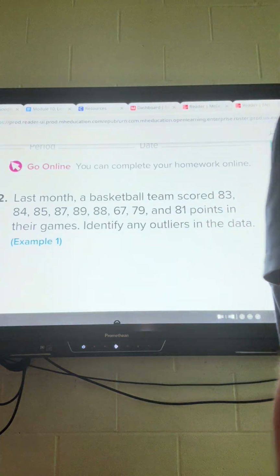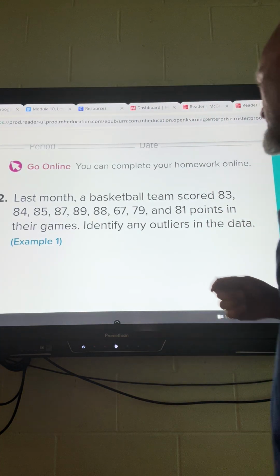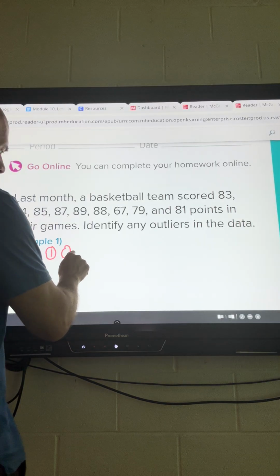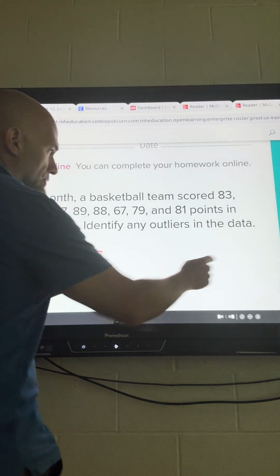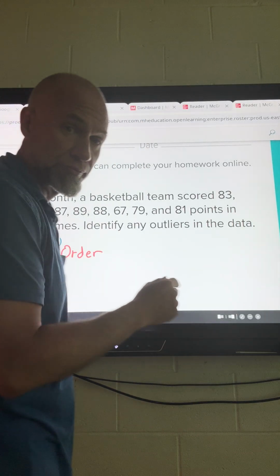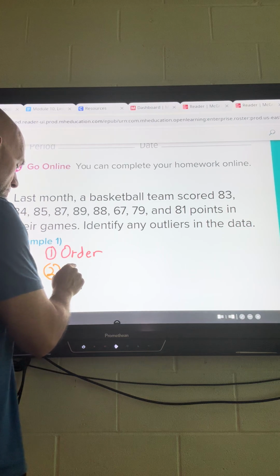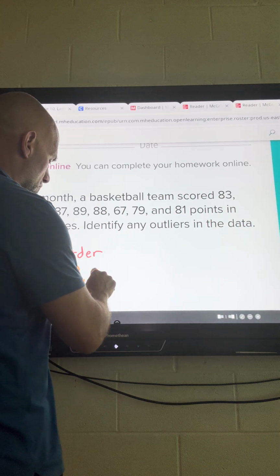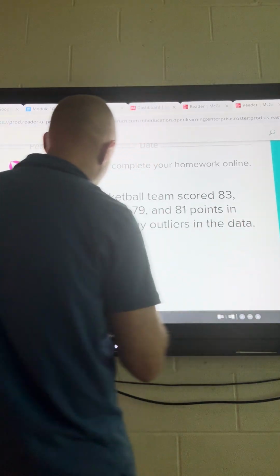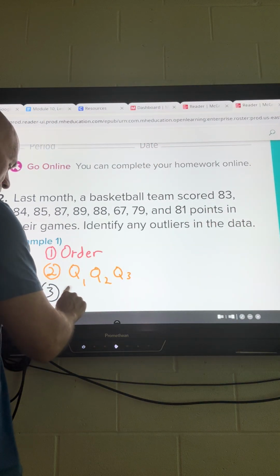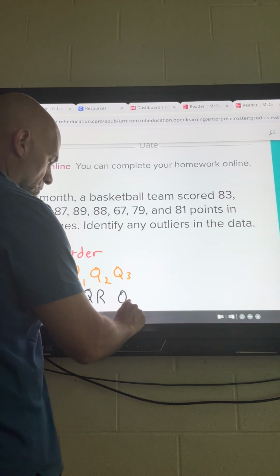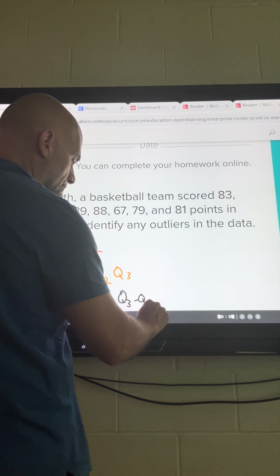Just a reminder on what you would do here. If you're trying to identify outliers, the first thing you want to do, number 1, is put the data in order. Second, you're going to want to find the median and quartile 1 and quartile 3. So you're going to do Q1, Q2, which is the median, and Q3. The third thing you need to do is find the interquartile range, the IQR. So that's the difference, remember, taking Q3 and subtracting Q1.